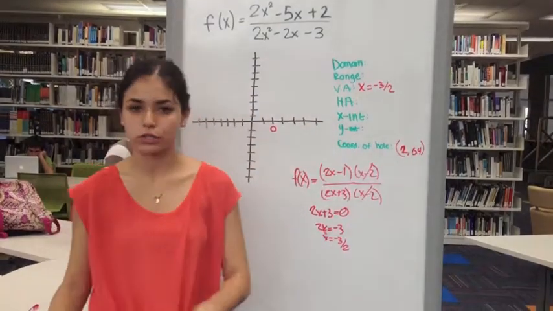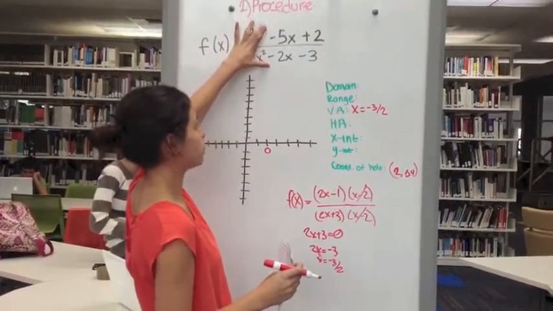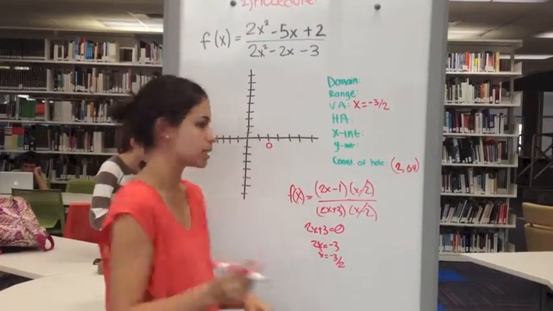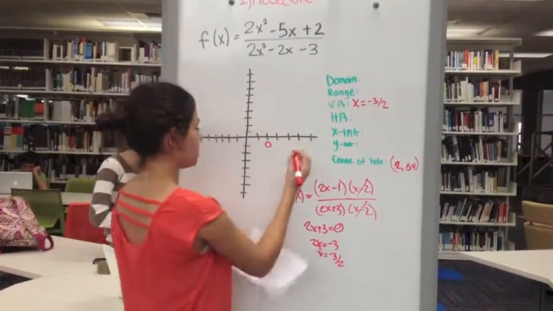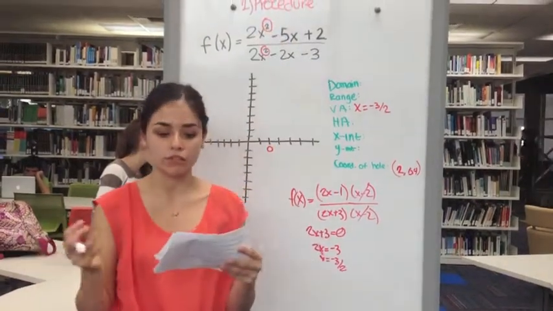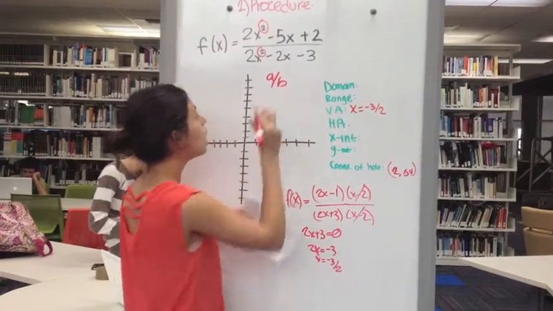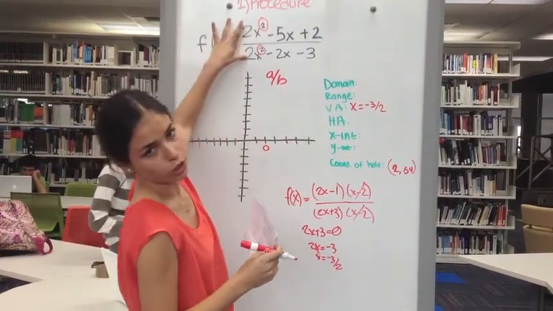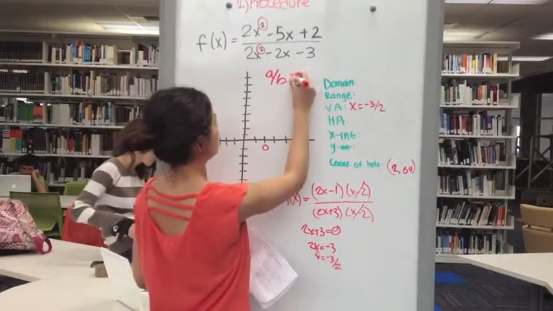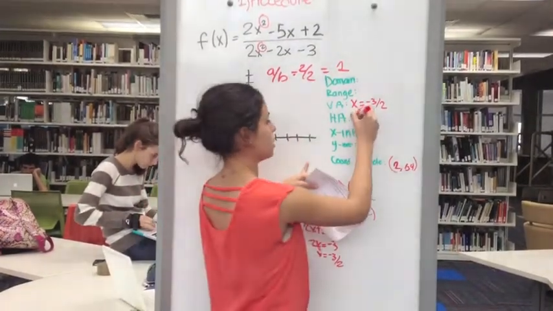Now to find the horizontal asymptote, we have to look at the coefficient for the x. And our formula is that we have the same one. And so if we have the same one, it's going to be a over b, and a and b are the coefficients. So it's going to be 2 over 2, which equals 1. So that's going to be the horizontal asymptote.